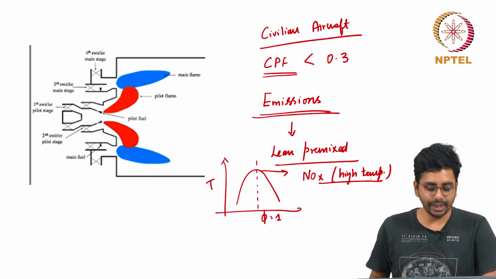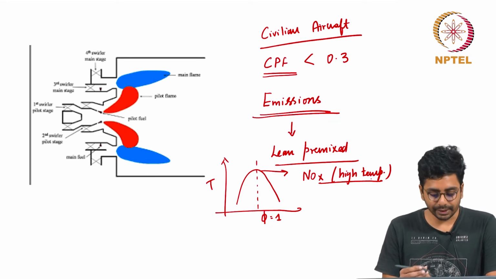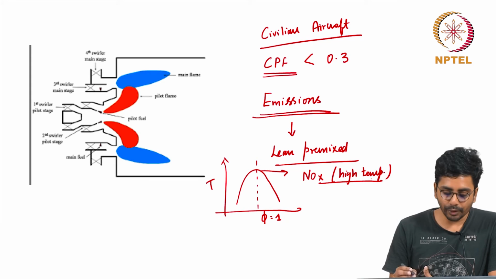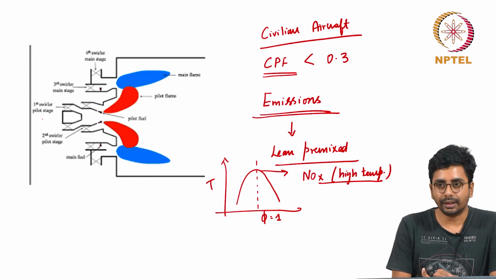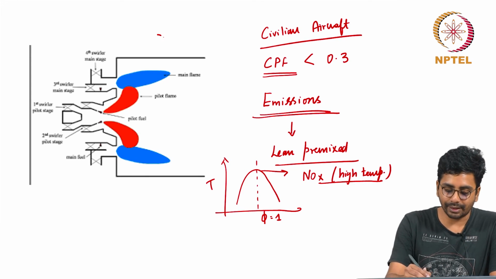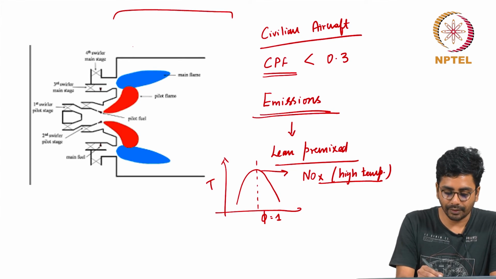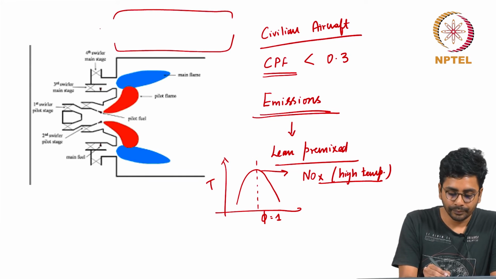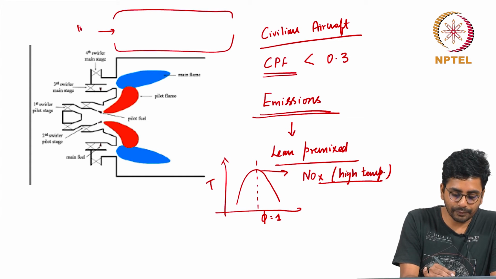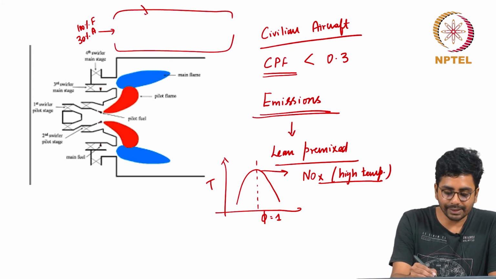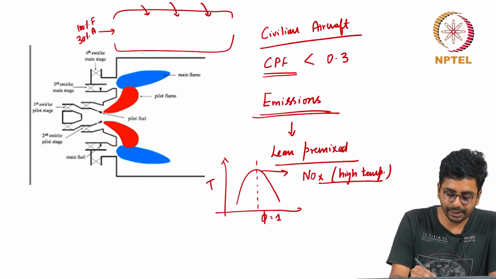So how is this achieved? Unlike the conventional system where more than 70% of the air, okay, maybe I will give a simple sketch of a conventional combustion system. 100% fuel, 30% air comes through the core, the remaining 70% of the air is distributed along the liner. This is the conventional system.